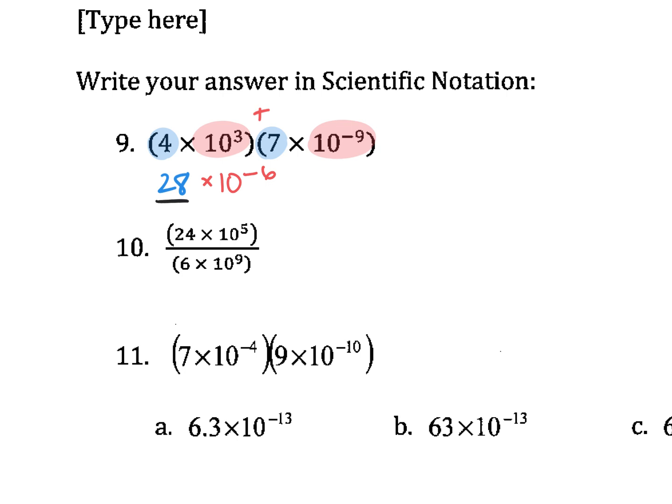However, this 28 is not in scientific notation, so we're going to use that acronym LARS. And if I want to move my decimal place to the left 1, I'm going to add 1 to my exponent. So this is going to become 2.8 times 10 to the negative 5th power.